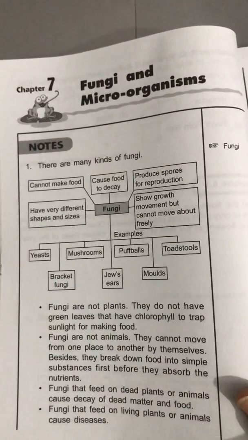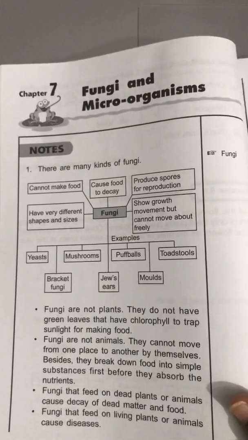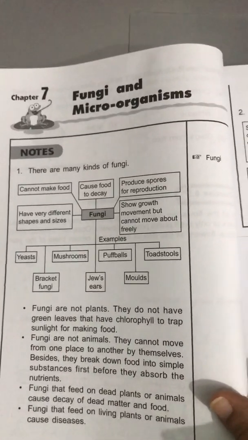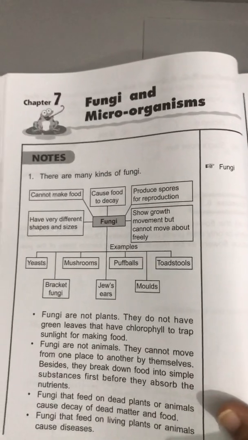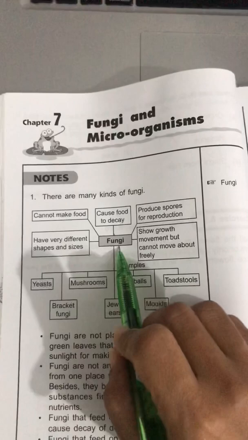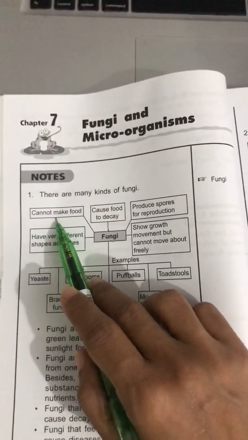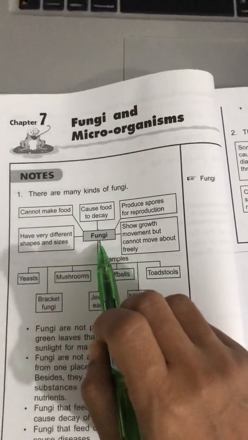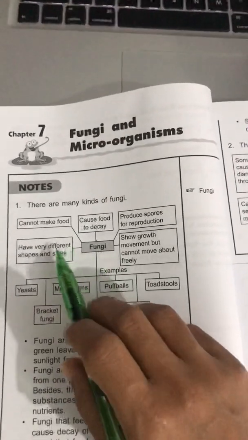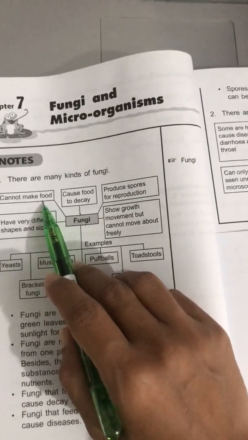Hello, hi everyone. Today we will review fungi and microorganisms or bacteria. So fungi, here we have the characteristics of fungi. The first one, fungi cannot make their own food. They are not kind of plants because they cannot make their own food. They do not have chlorophyll.